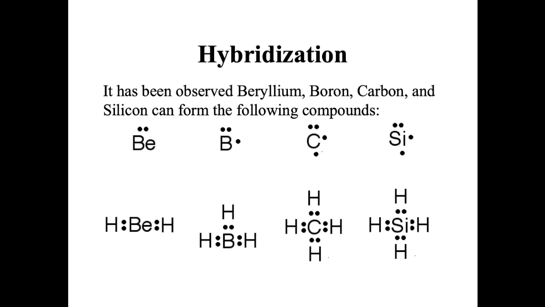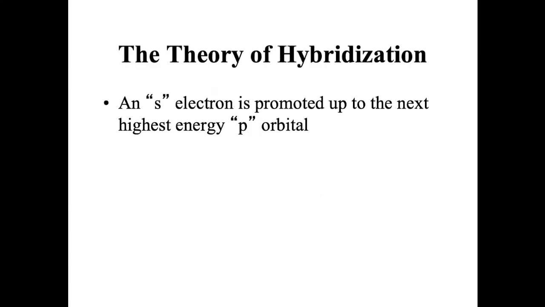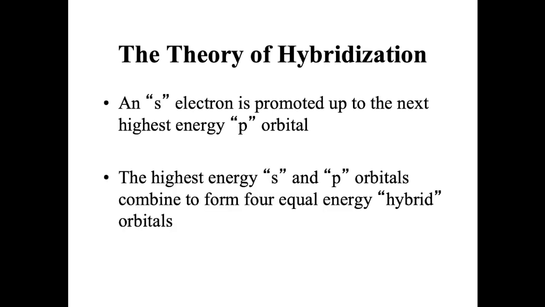And that's because all 4 of these elements have undergone hybridization of their s and p orbitals. Hybridization is when you combine s and p orbitals for certain elements. What happens is that an s electron gets promoted to the next highest energy p orbital. And so the highest energy s and p orbitals combine to form 4 equal energy hybrid orbitals. And we'll take a look at what that looks like for these 4 elements.